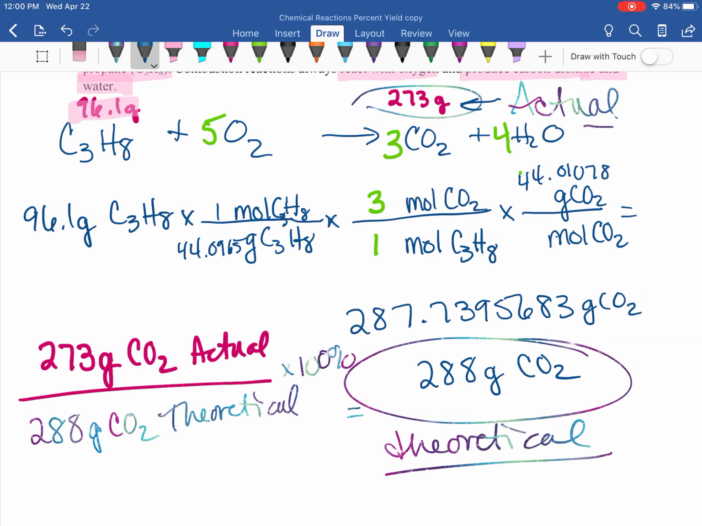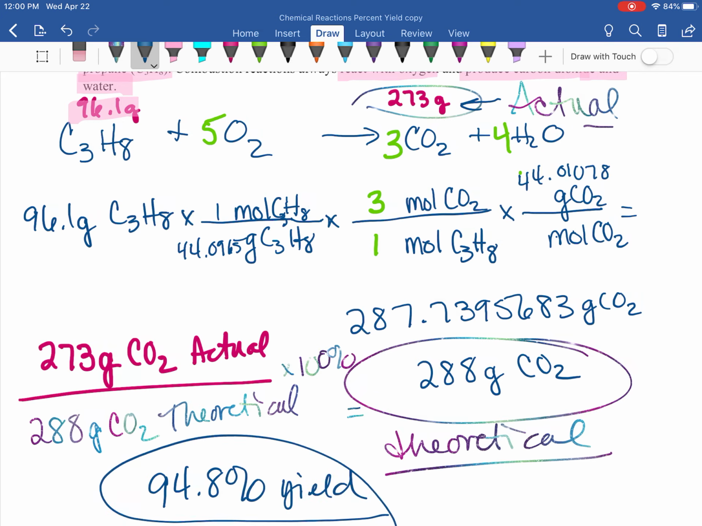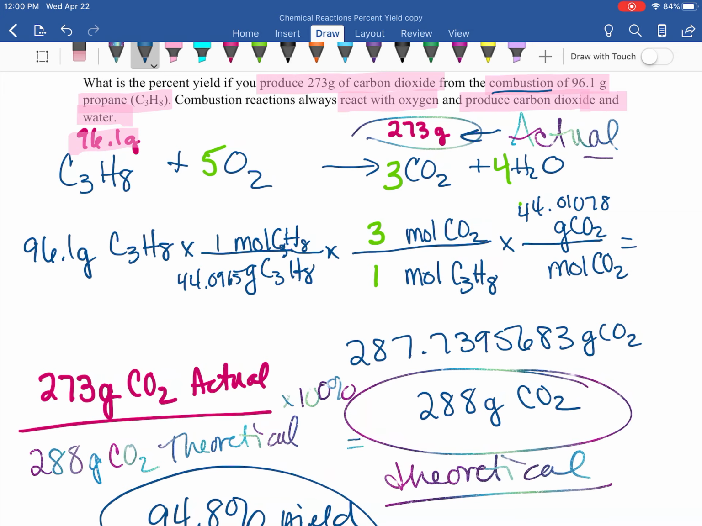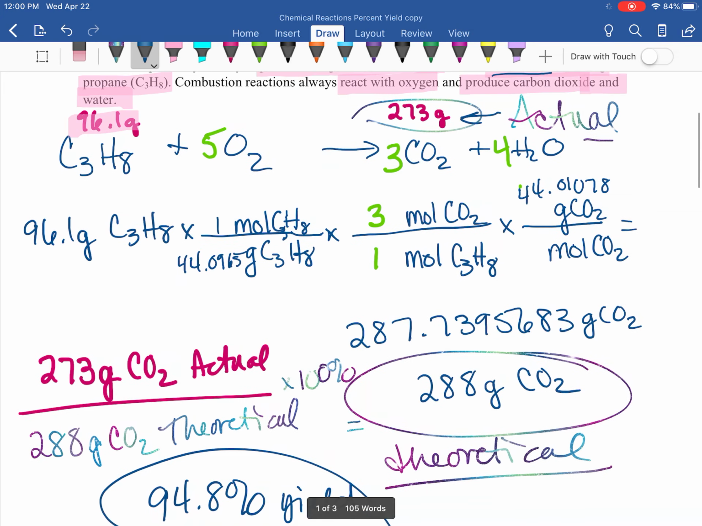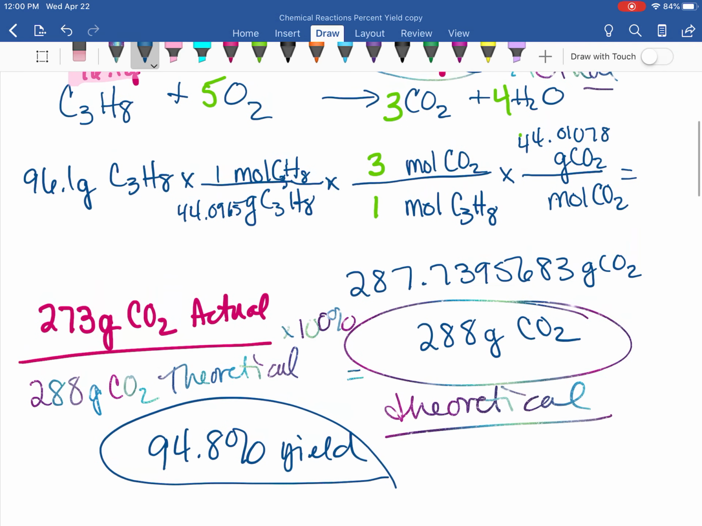And then we're going to turn it into a percent. So bust out your calculator again. Let's do that. 273 divided by 288 times 100. I get 94.8% yield. So that's actually a pretty good yield. That is awesome. So this is the idea of percent yield. So we basically just took what we learned in our moles and we did one extra step, and that was compare it to the actual.